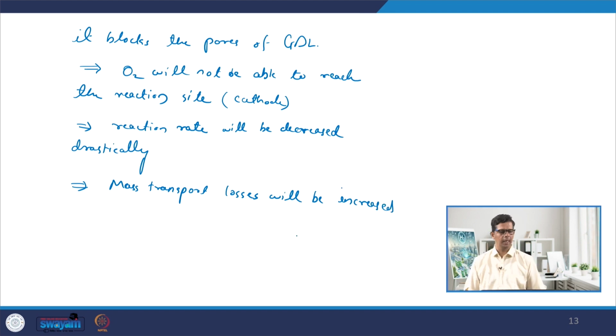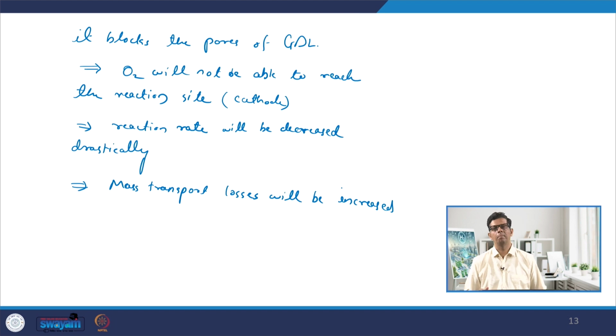So, basically, we need to take this water out all the time, so that those pores of the gas diffusion layer are made available for the oxygen flow in and out, and if that happens, then and only then the reaction that is occurring on the cathode side will be effective, and that is when the cell will start or continue to produce the power.